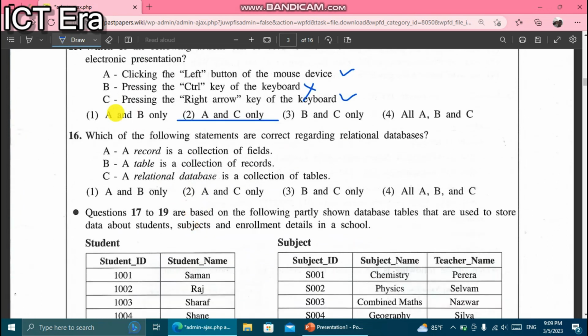Question 16: which of the following statements are correct regarding relational databases? A record is a collection of fields. Yes. A table is a collection of records. Correct. A relational database is a collection of tables. All of A, B and C.